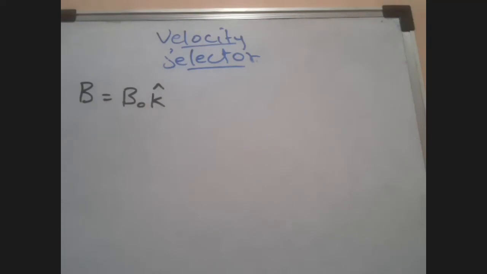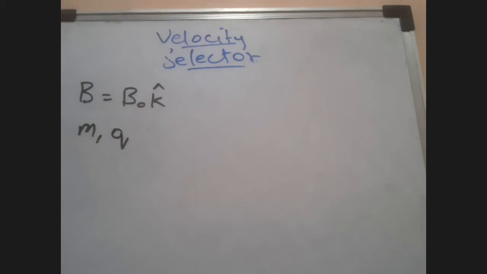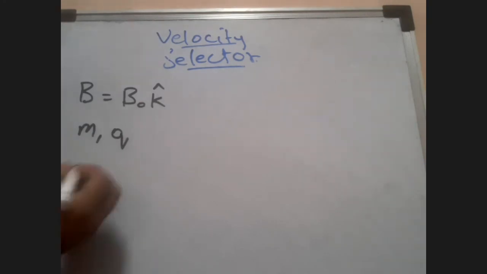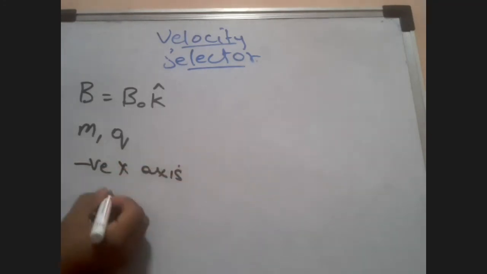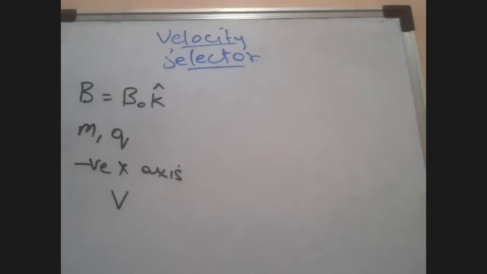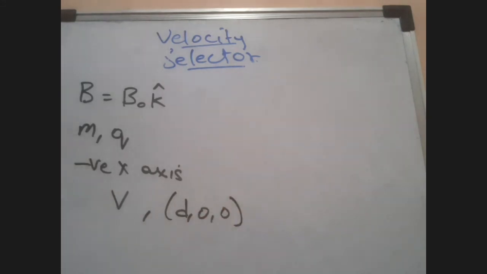It's given in terms of B naught K cap. It exists in space. A particle of mass M and charge Q is projected towards the negative x-axis with the speed V. It is projected with a speed of V from a point (D, 0, 0). These are the coordinates from where it has been projected. So we have to find out the maximum value of V.